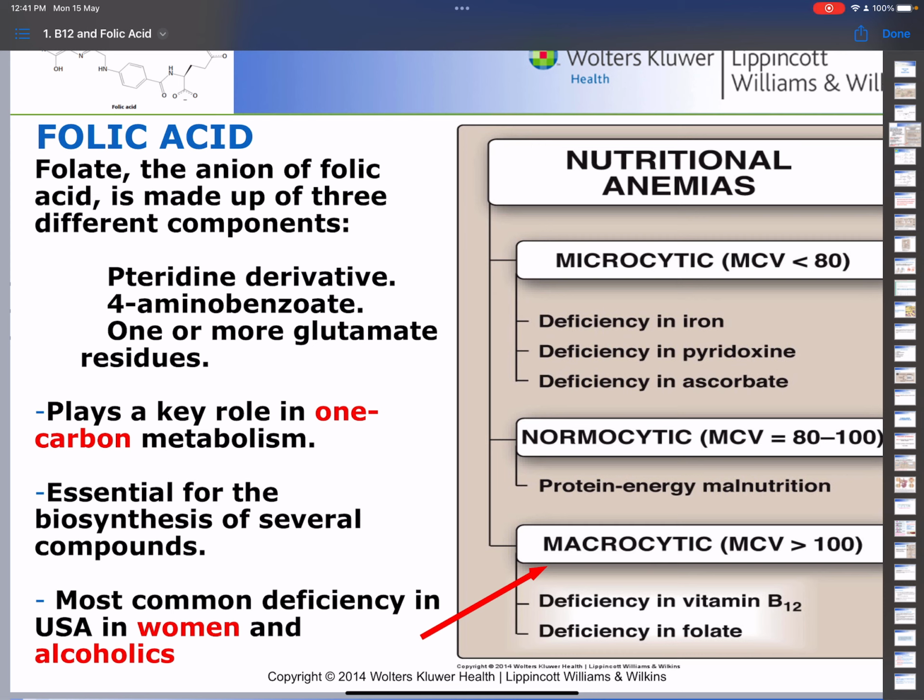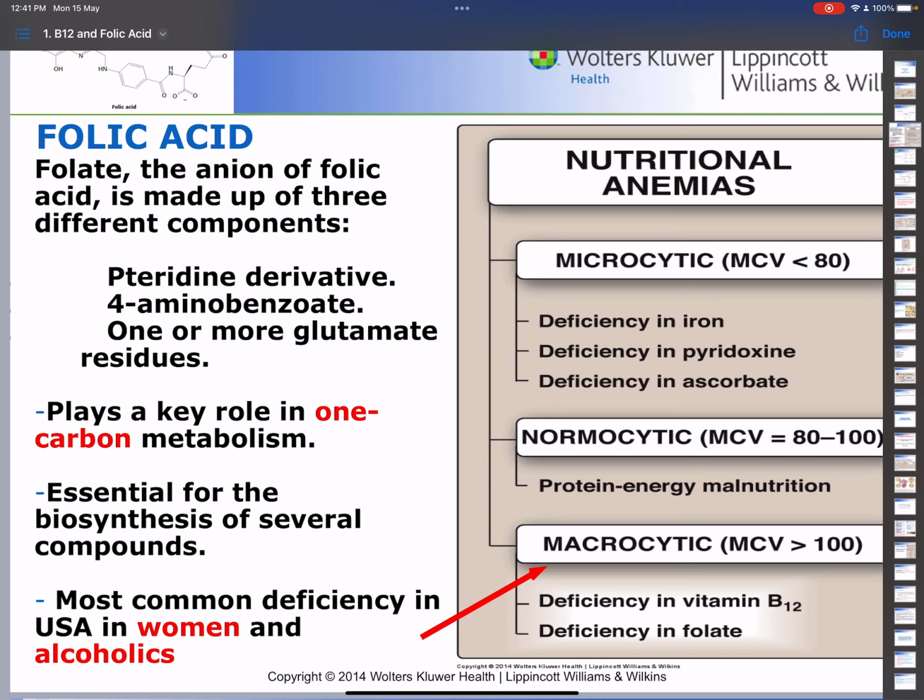We'll discuss that, or I think in pathology later they will discuss the pathophysiology of the deficiency of these vitamins. So generally, the folic acid molecule itself, or folate, is an anion molecule made up of 3 components, as we mentioned before, and it plays a major role in what's called 1-carbon metabolism.